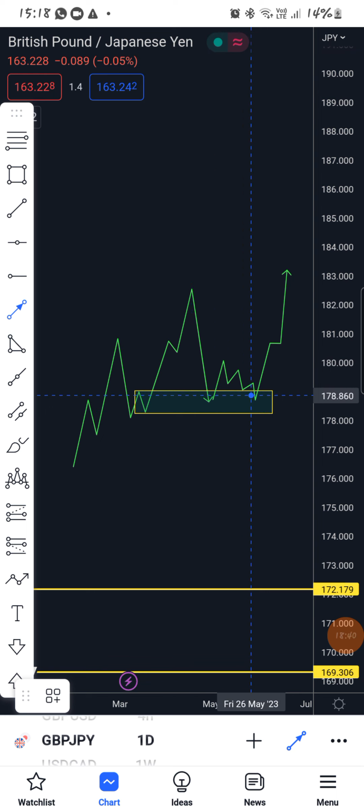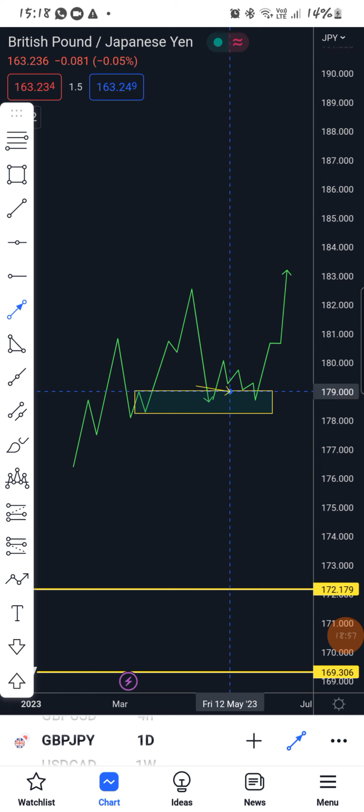To pull back from, to move away from, to find a demand area within that 15 minutes, so that it can pull back up like that. I hope you understand that. So let's go to the charts now.